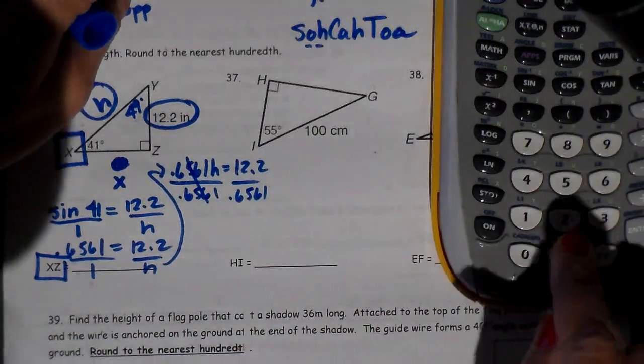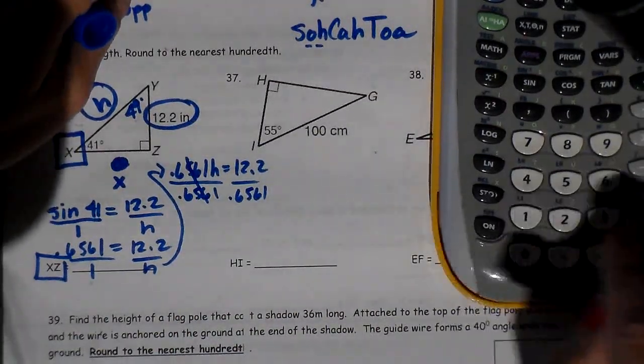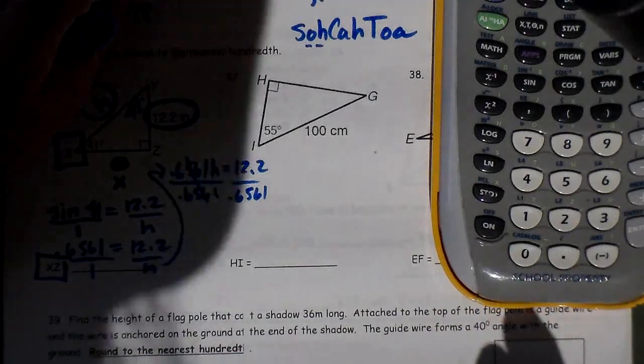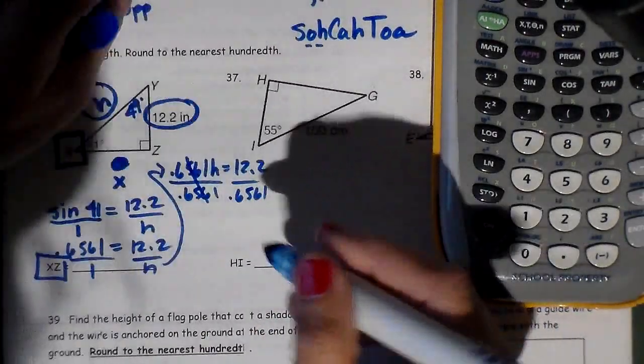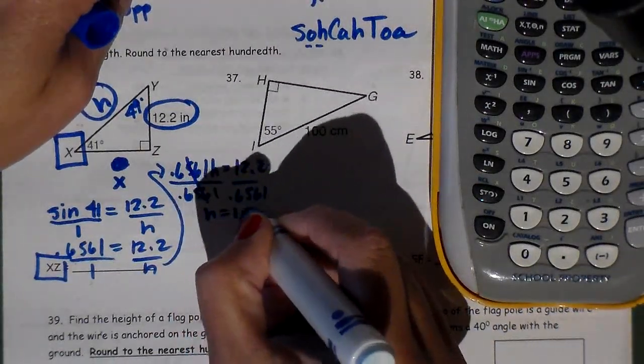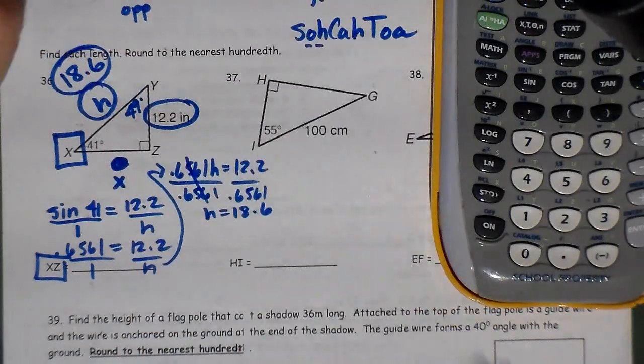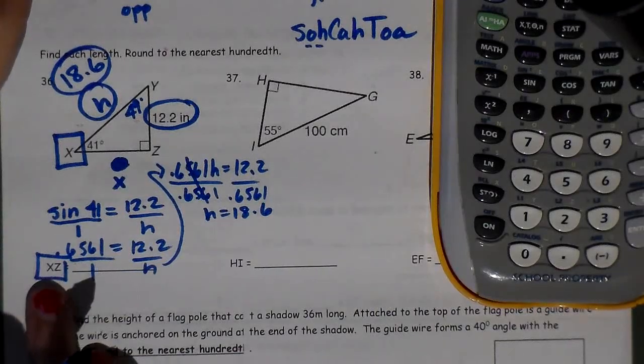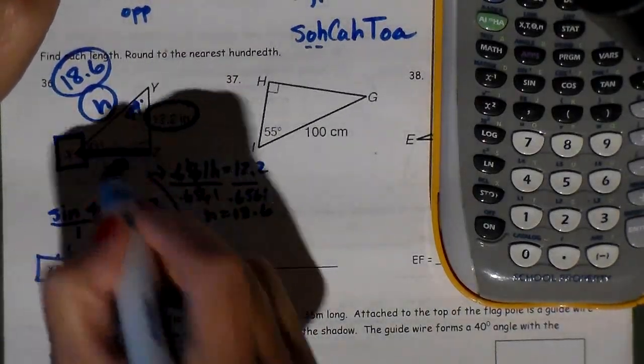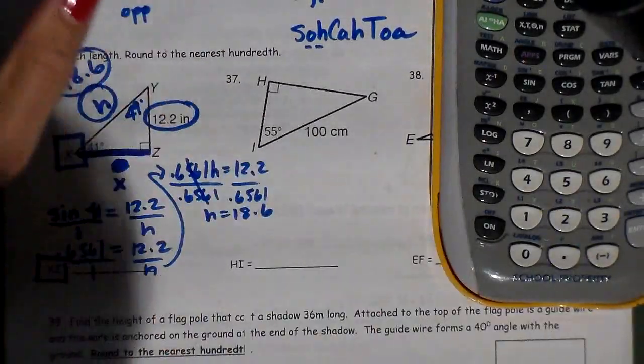And so I have 12.2 divided by 0.6561, and that is 18.6. So the hypotenuse is 18.6. But since your teacher did not pay attention, it is asking for xz. It wants this side. So what should we have solved for first?